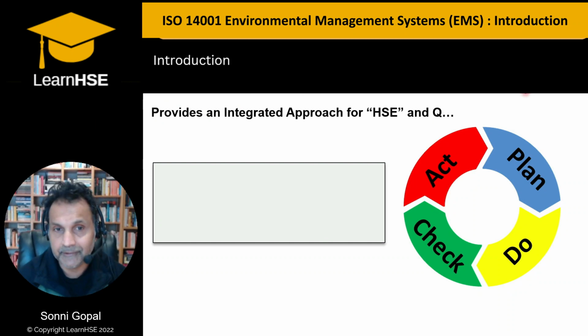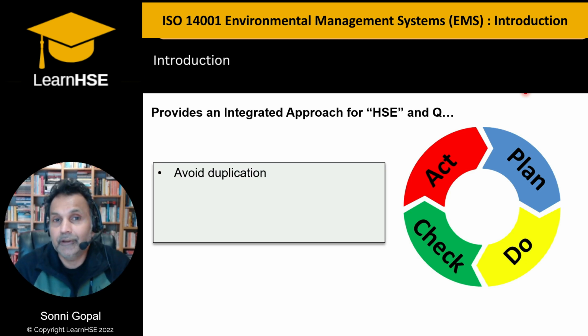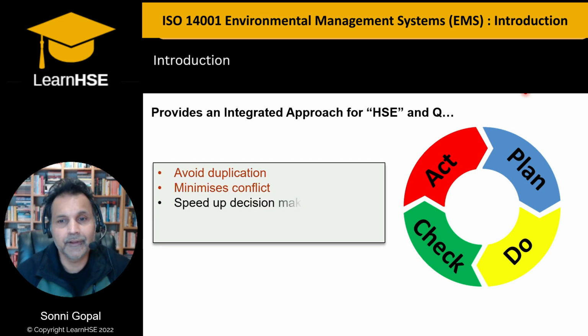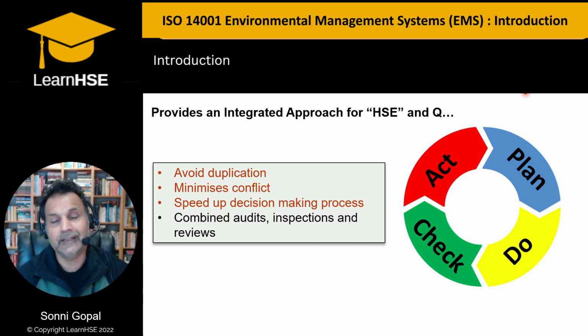It also provides an integrated approach for health, safety and environment. When you look at the various standards and frameworks, we can also bring in the quality aspects. So it really helps us to avoid duplication, minimize conflict, and also speed up decisions within the organization, the decision-making process. And we can also have the opportunity to combine the audits for HS, E, and Q, which also helps us in terms of inspections, reviews, and resource management, nicely complementing the Plan, Do, Check, Act loop that can be seen in this graphic here.